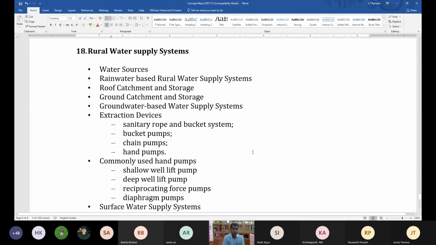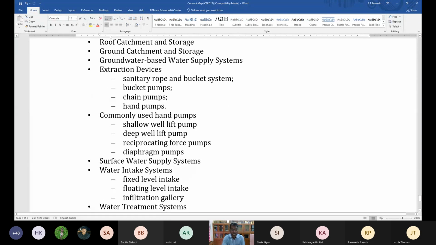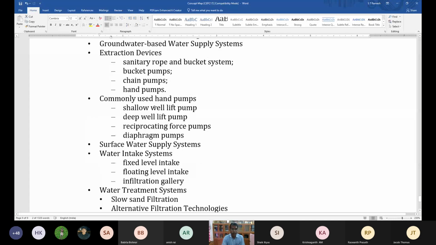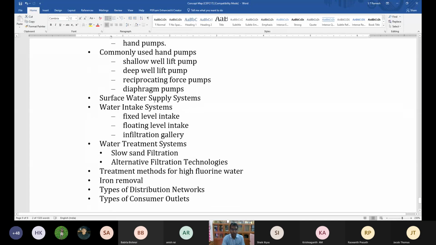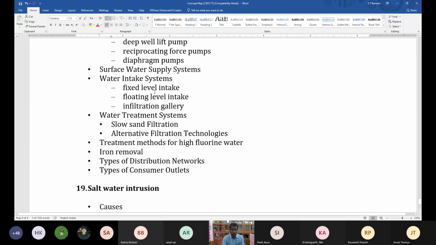There they can afford to have water treatment plants, but in rural areas it is not like that. So we'll be discussing some details on how to collect rainwater, how to recharge the groundwater by simple recharge methods, how to extract water from a well, what the commonly used hand pumps are in rural water supply systems, and how to take water from ponds.